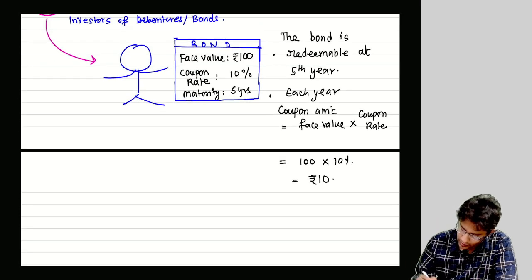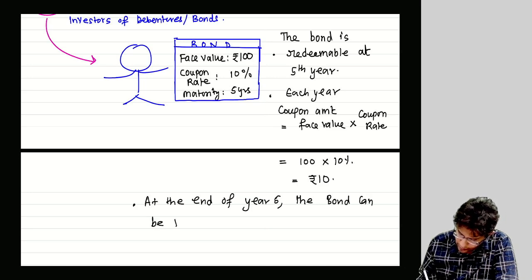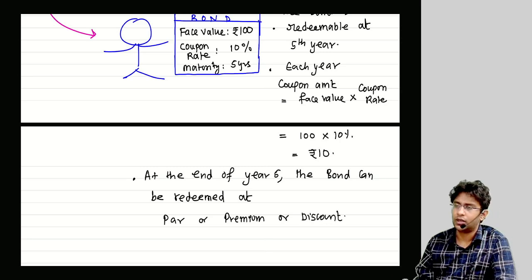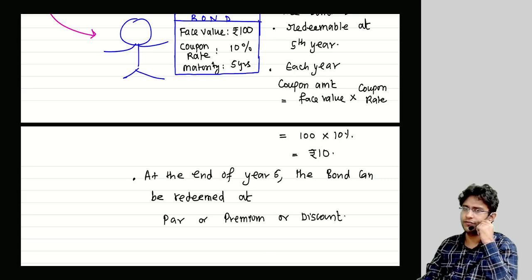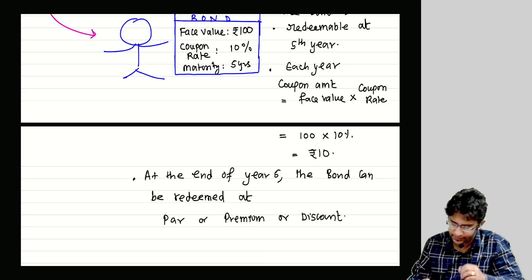Now, at the end of the 5th year, the bond can be redeemed at par or premium or discount. That depends on the agreement between the company and the investors. If the company says they'll redeem at par, they'll redeem at par. Premium, discount, it's all a matter of agreement between both the parties.